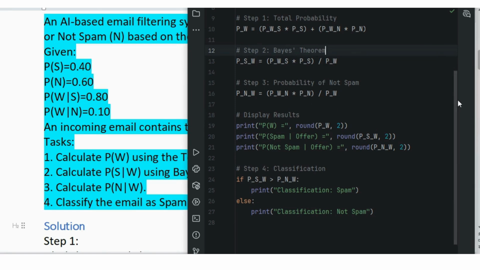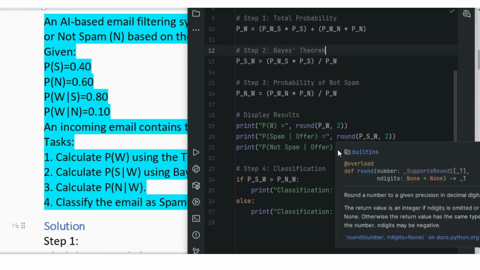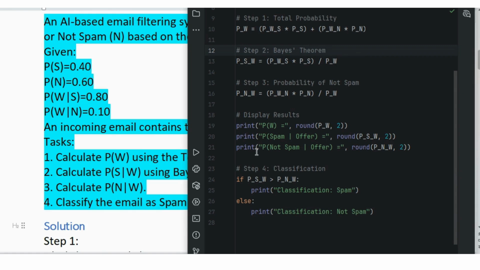Once this is done, you just print the values, and we are rounding to two decimal places. First, we find the total probability. Next, the probability of spam given offer, which is this value, and we round it to two decimal places. Likewise, we find the probability of non-spam given offer, again up to two decimal places.